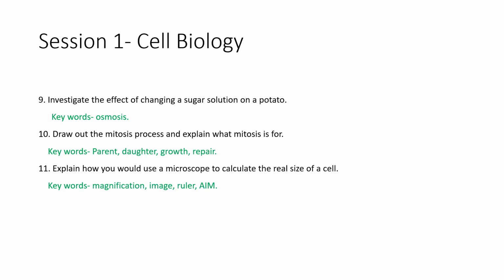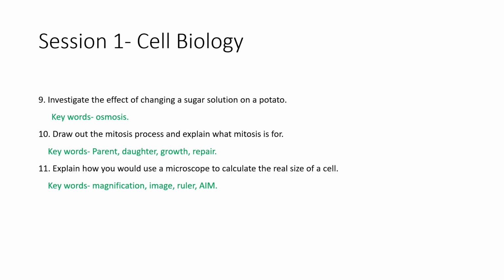Okay, these are the final set of questions on the cell biology unit. So question number 9 is, investigate the effect of changing a sugar solution on a piece of potato. Okay, right, and really what you're going to be doing is you're going to be writing out the full osmosis required practical and making sure you got all the details right the way through to a conclusion and a graph.